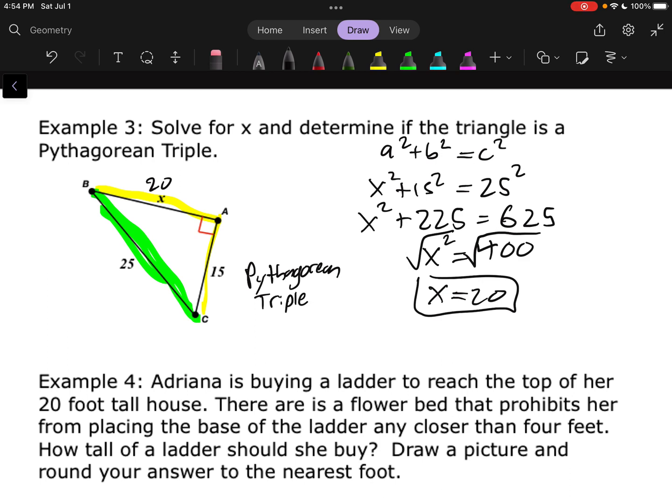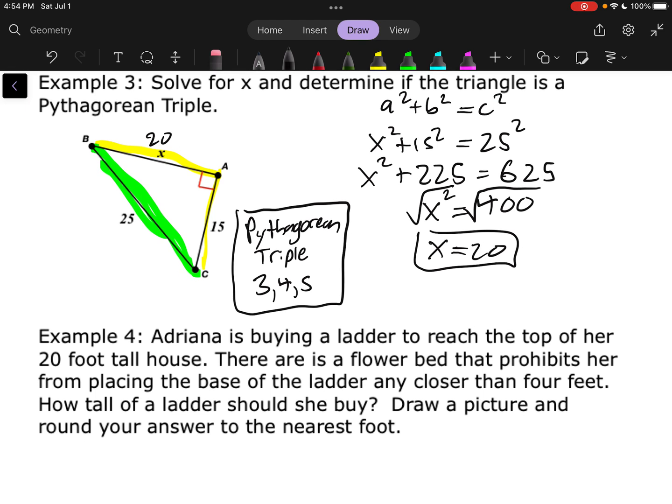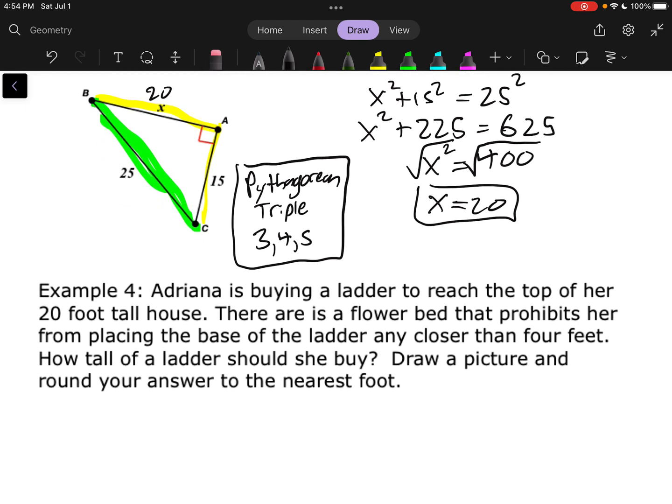And what kind of Pythagorean triple is this? That is another 3, 4, 5. This time, you might have noticed that everything was multiplied by 5. 3 times 5 is 15, 4 times 5 is 20, 5 times 5 is 25. Okay, so we can see that the 3, 4, 5 is pretty common.